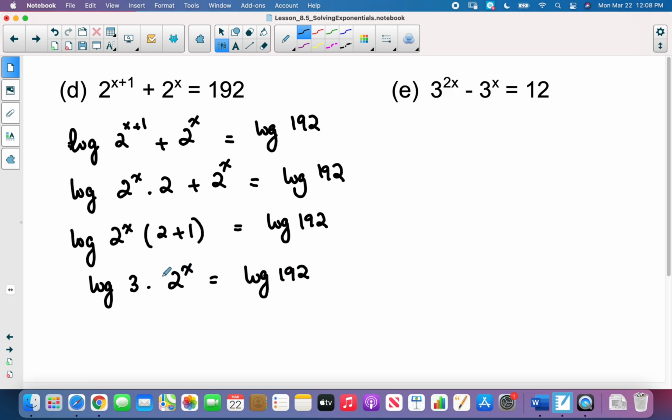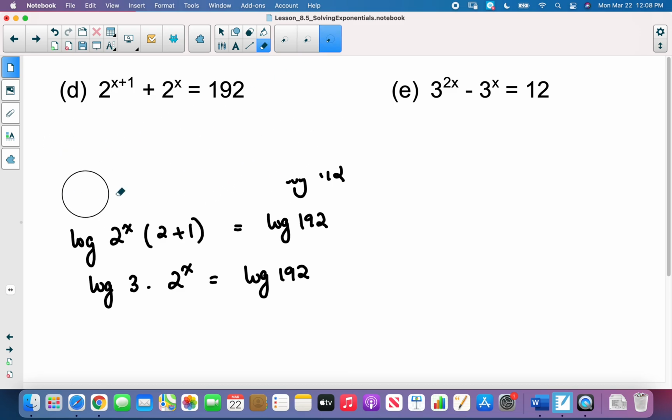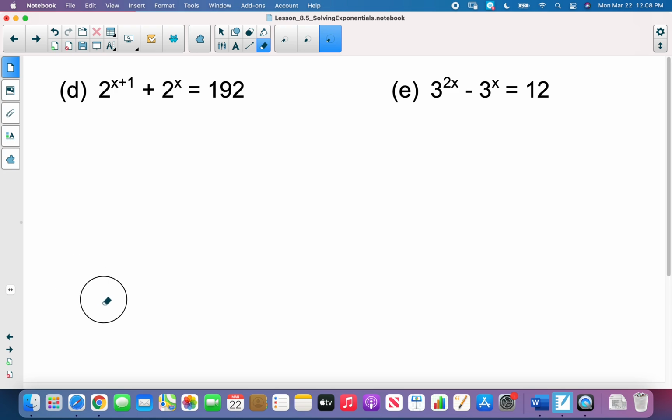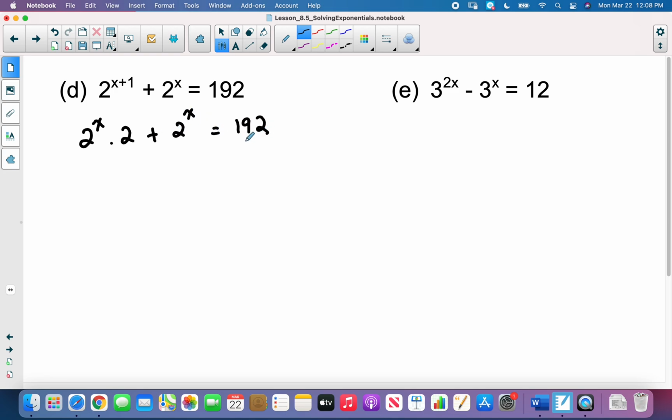We're trying to isolate the x. Going to change this, doing differently altogether. Try a different approach. 2 to the power of x times 2 to the power of 1 plus 2 to the power of x equals 192. And I'll factor out the 2 to the power of x and write this as 2 plus 1 equals 192. Or 2 to the power of x times 3 equals 192.